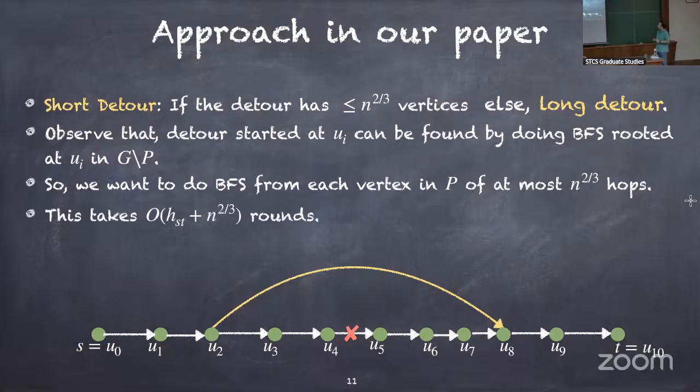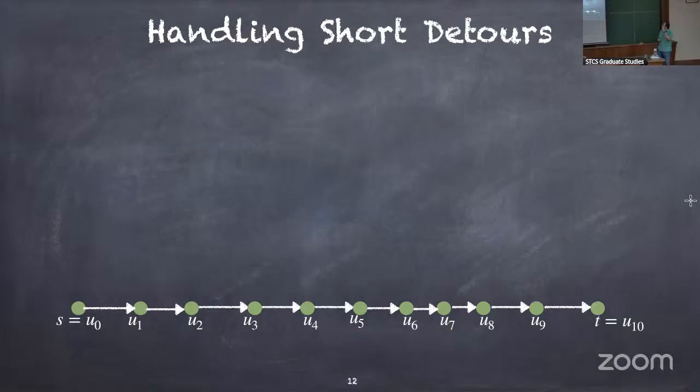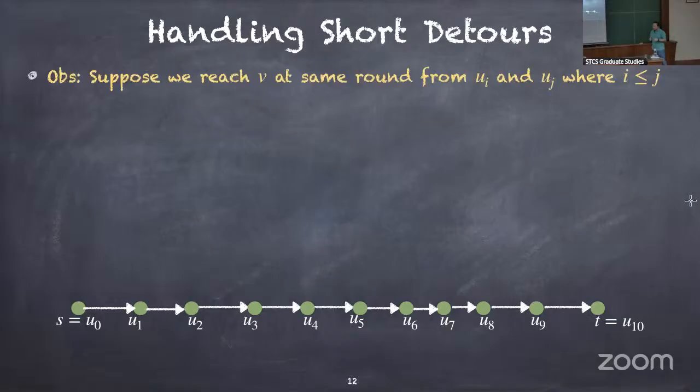But then we will have h_st many sources, and in the CONGEST model that will take h_st plus n^(2/3) rounds. That is not enough as of now, and we want to remove this dependency on h_st. One observation is: suppose we reach a vertex V from u_i and u_j in the same round. That means the two paths from u_1 and u_2 to V are of the same length, because in each round we go one hop.